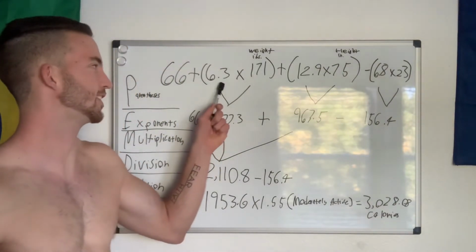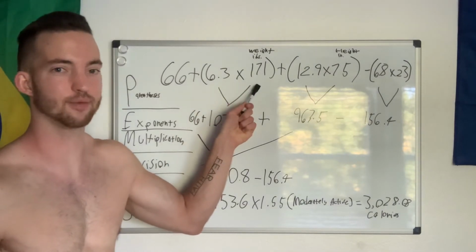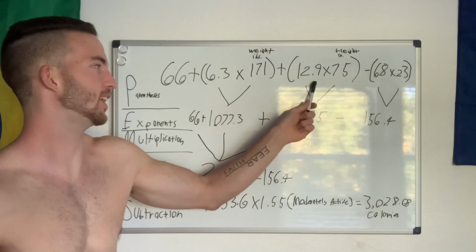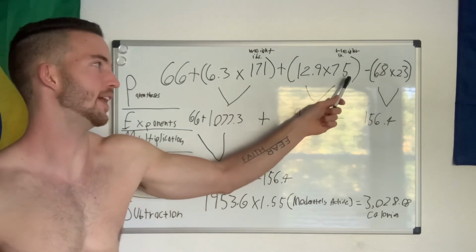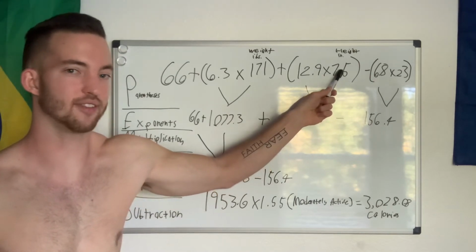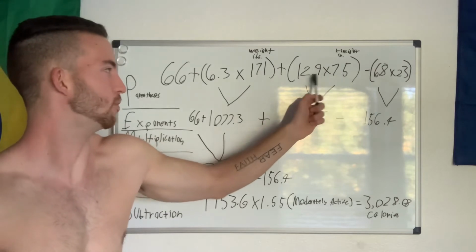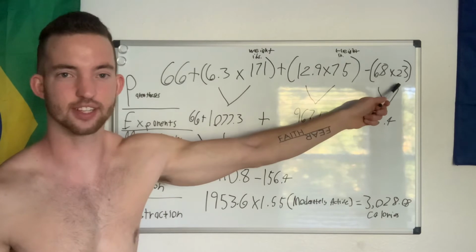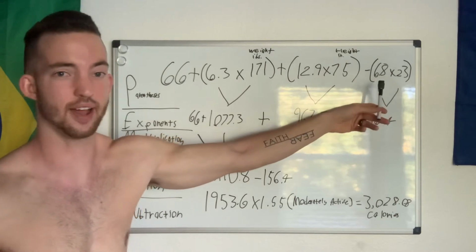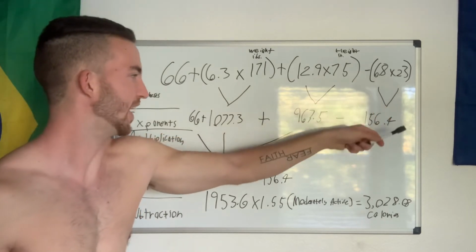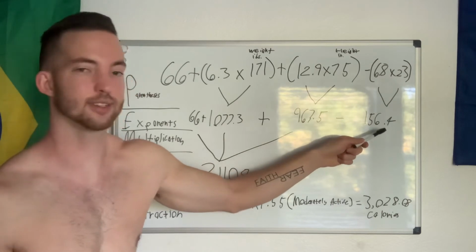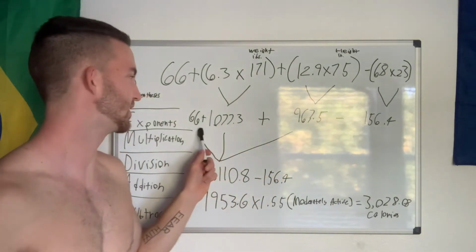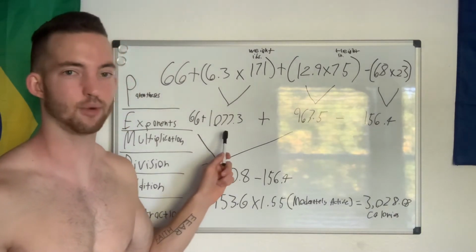So I multiplied 6.3 times my body weight, which right now is 171 pounds. And then over here we got 12.9 times my height in inches, and I'm 75 inches tall right now. So I multiplied that. And then finally we got 6.8 times 23, my age, as of tomorrow actually, almost my birthday. And so we got 156.4, 967.5, then 66 plus 1077.3.